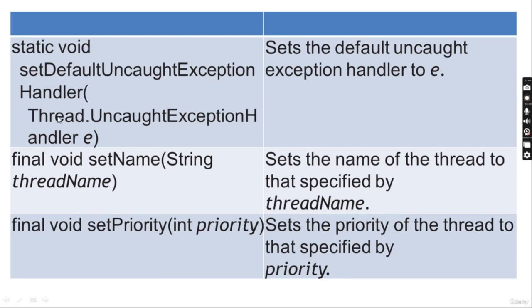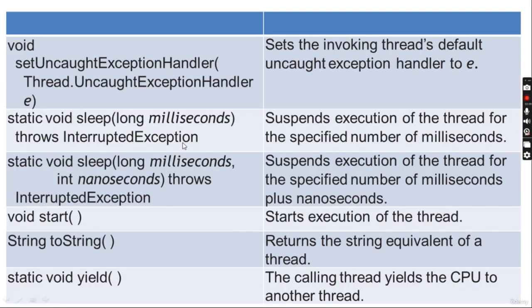static void setDefaultUncaughtExceptionHandler(Thread.UncaughtExceptionHandler e) sets the default uncaught exception handler to e. final void setName(String threadName) sets the name of the thread to that specified by threadName. final void setPriority(int priority) sets the priority of the thread to that specified by the priority. Then void setUncaughtExceptionHandler(Thread.UncaughtExceptionHandler e) sets the invoking thread's uncaught exception handler to e.